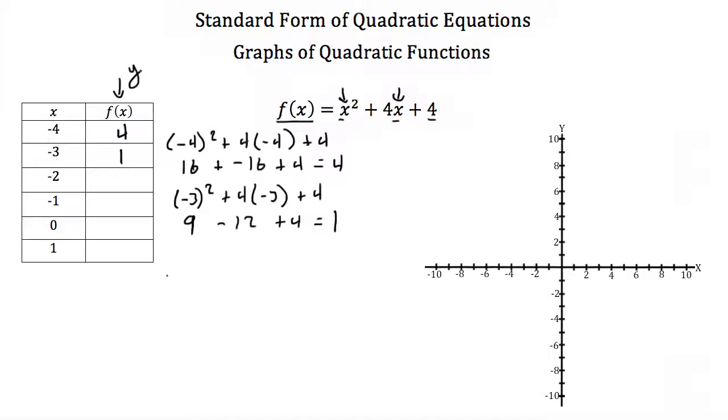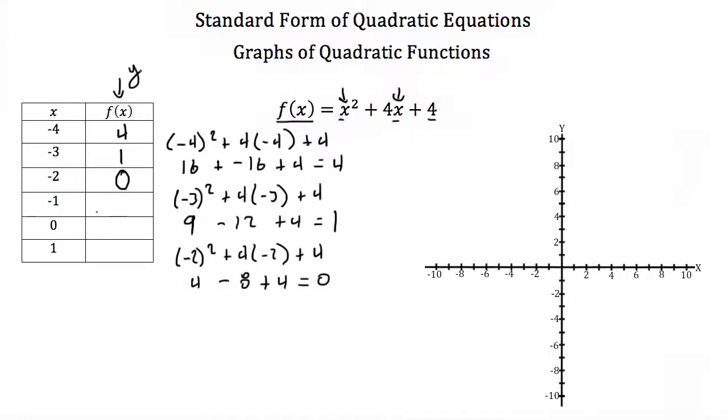Now we'll plug in -2. We have -2 squared plus 4 times -2 plus 4. -2 squared is a positive 4. 4 times -2 is -8, and then plus 4. 4 minus 8 plus 4 is equal to 0. So at -2, our function value is equal to 0.